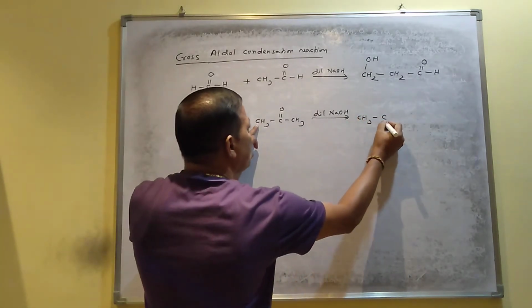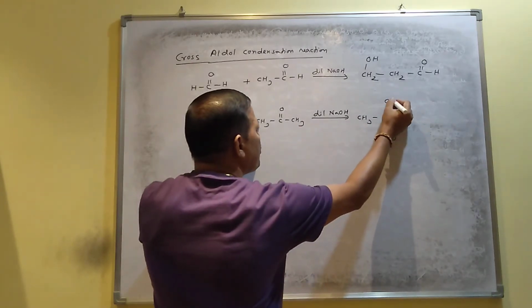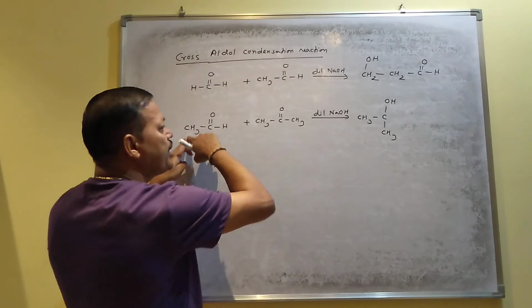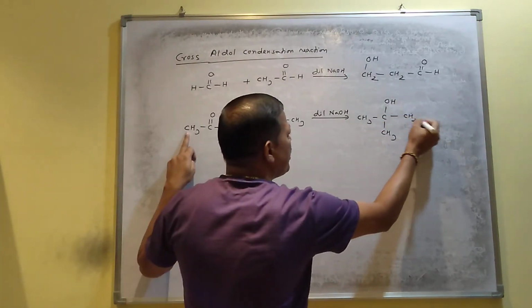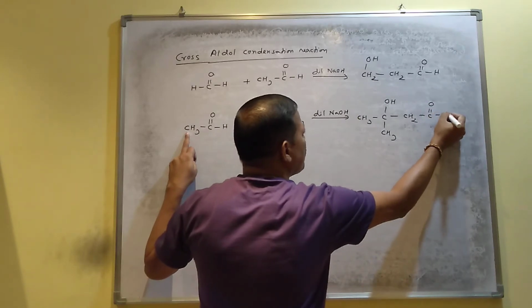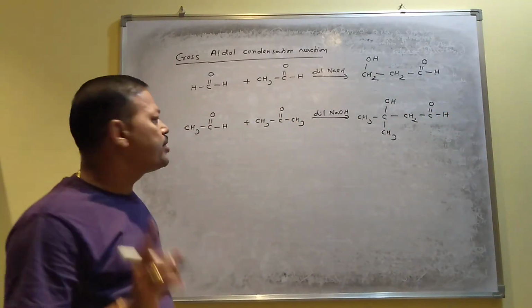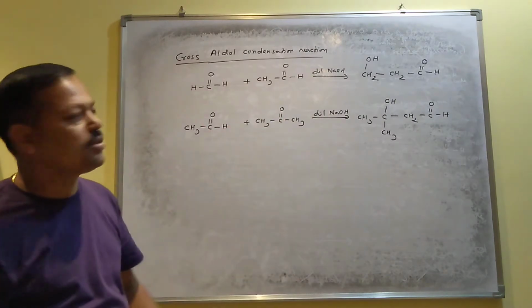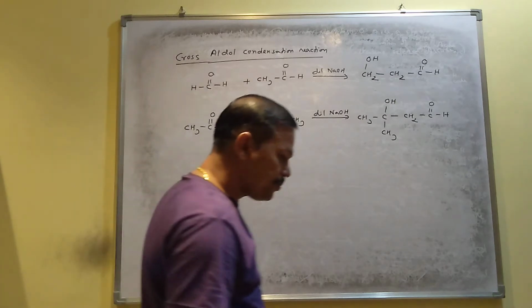CH3, C, another CH3 I have written below. The double bond is converted to single bond and it joins with the hydrogen. And this carbon will be bonded. That's why it goes to CH2, CHO. This is another example of cross aldol reaction. Alpha hydrogen you have to remove from the aldehyde, not from the ketone, because aldehydes are more reactive than ketones.